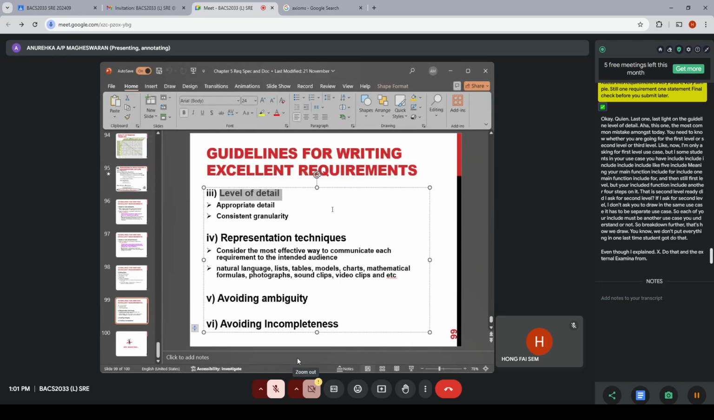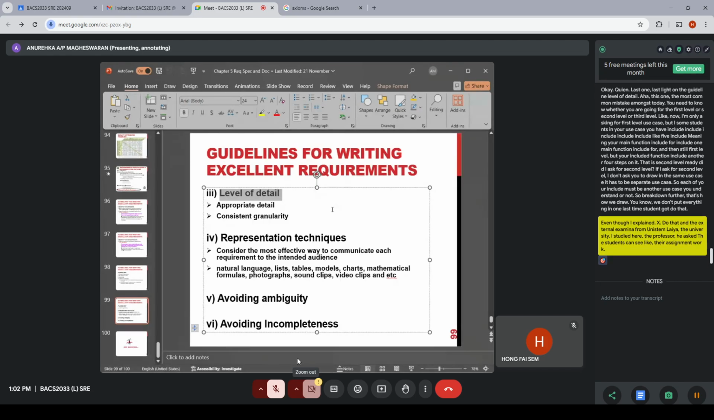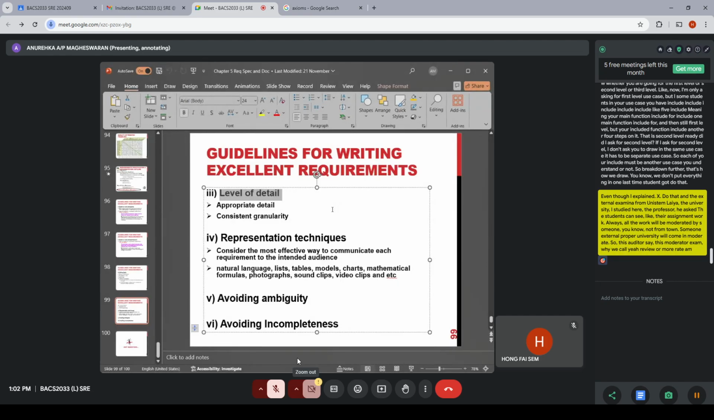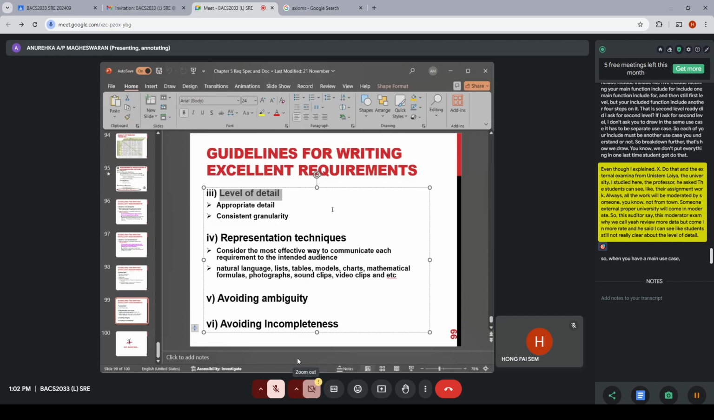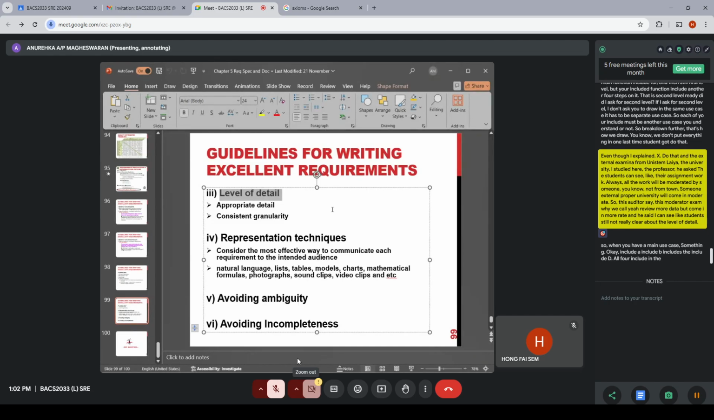And then the external examiner from University Malaya, the university I studied, came here, the professor. All the students' assignment work will always be moderated by someone, not from TAM. Someone external, from a proper university, will come and moderate. This moderator, or reviewer, said, I can see students are still not really clear about the level of detail. So when you have a main use case that includes A, B, C, D, all four includes in the main use case are correct.